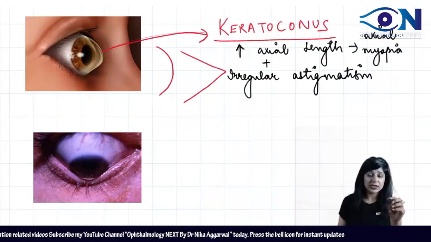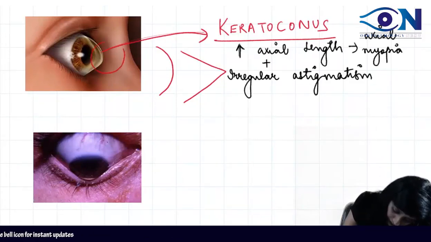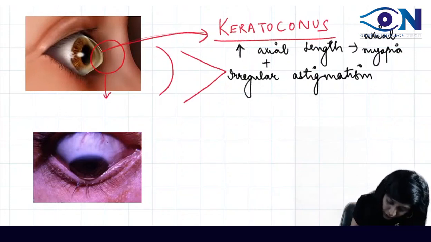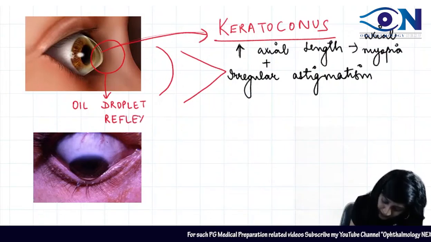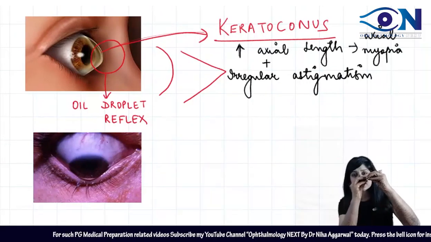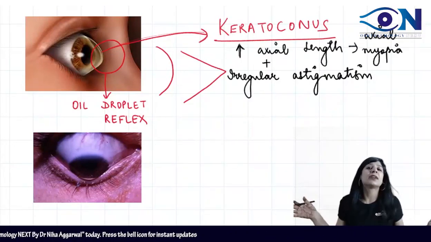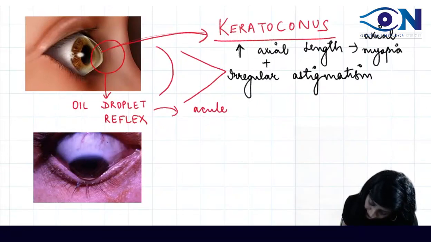Very, very important thing. Now, if you see the tip of the cone at the slit lamp, you will see an oil droplet reflex. This is called the oil droplet reflex. If you are seeing over the slit lamp, this tip of the cone is seen as an oil droplet. Sometimes it is stretching, so again Descemet's membrane rupture. So what we can have is acute hydrops, the complication.